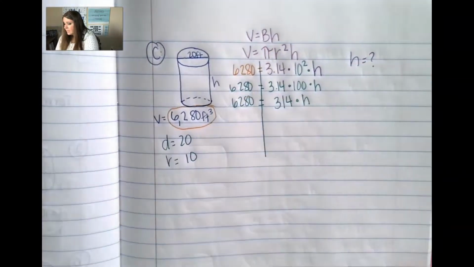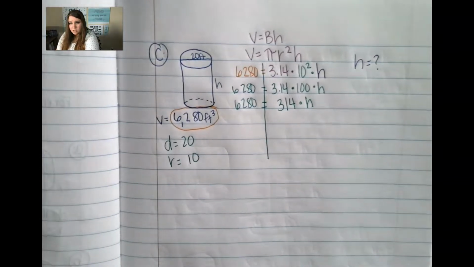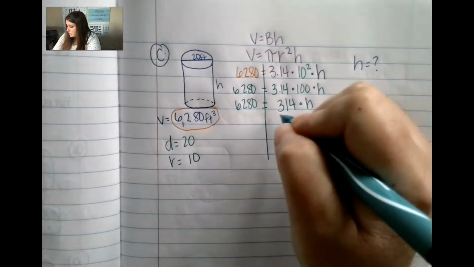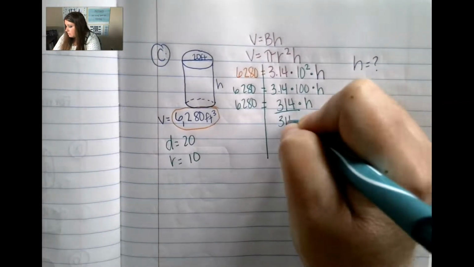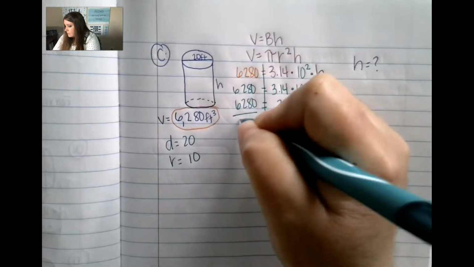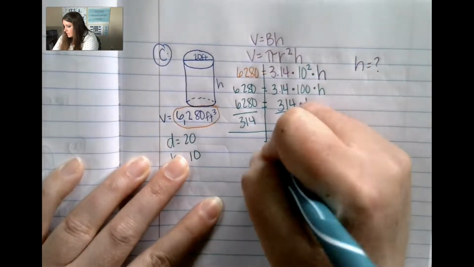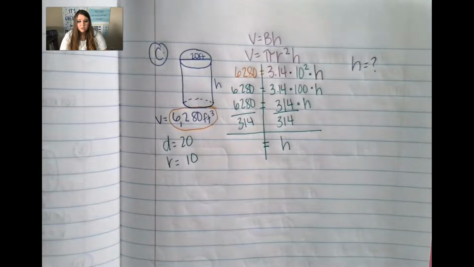6,280. To get the height by itself, we need to do the opposite. So right now it is multiplying. So we're going to divide by 314 and divide by 314. So our height equals 6,000.